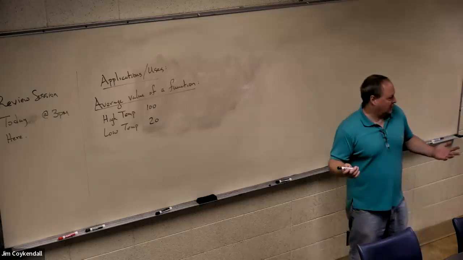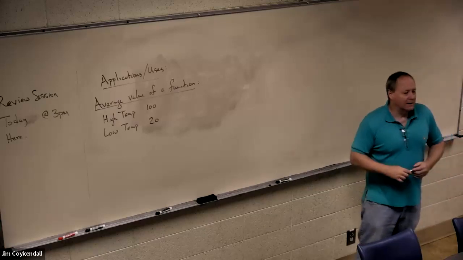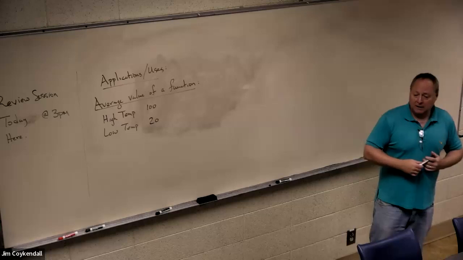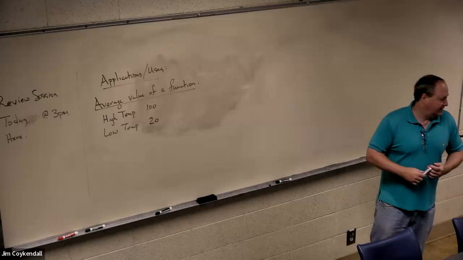Right? So you see, everybody's seen this, right? The weather person gets on there. Oh, the high today was 100, the low was 20. See, average, 60, right? I mean, that's the most reasonable thing that you could probably do with those two numbers.